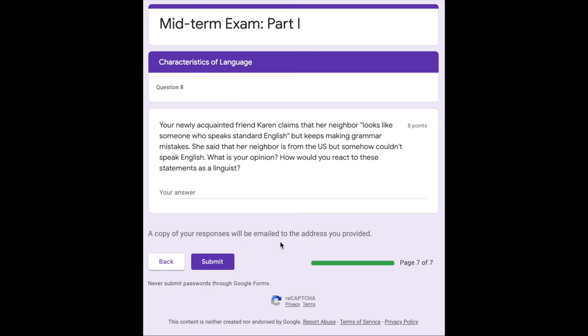The last question in your midterm part 1 will be a question about characteristics of language. In your midterm, you will see a different question, but the underlying concepts are similar. Here are some concepts to consider when preparing for this question. What is a dialect? What is the difference between a dialect and the so-called standard English? How do people define grammatical error or grammatical mistakes? What is descriptive grammar and what is prescriptive grammar?